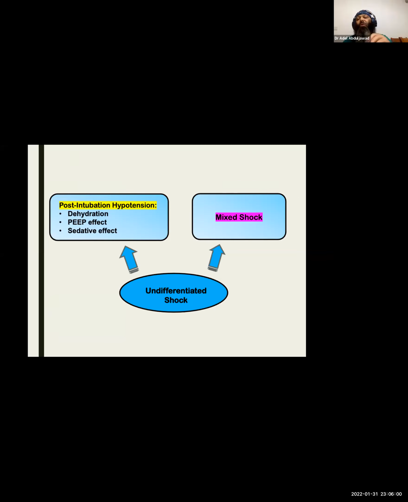Moreover, I will add for you another two types. The one we call post-intubation crash or post-intubation hypotension. This is commonly faced in mechanically ventilated patients when we intubate them, either with rapid sequence intubation or elective intubation, probably because the patient is dehydrated, or this is related to the PEEP effect you apply, or because of the sedative you use, either propofol or midazolam. The other type is the mixed type of shock. So now you have four and you have another two, put it in your mind to widen your differential diagnosis. Mixed type of shock, not as isolated, plus the post-intubation hypotension.